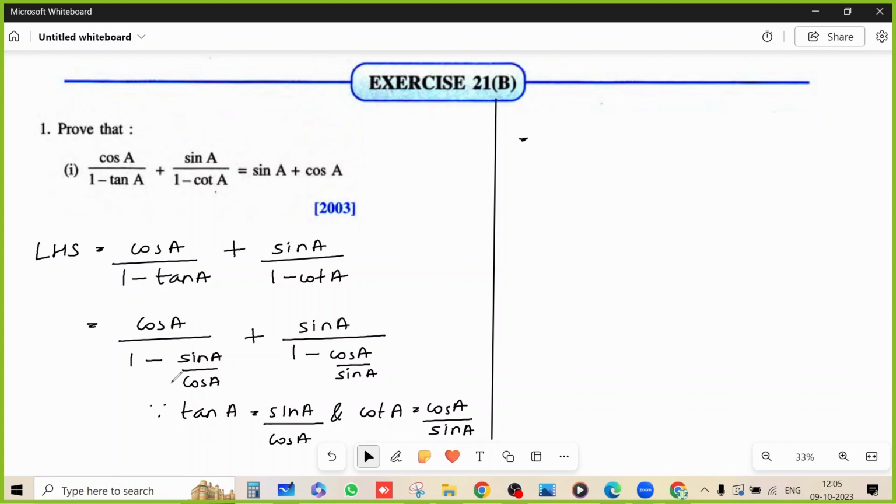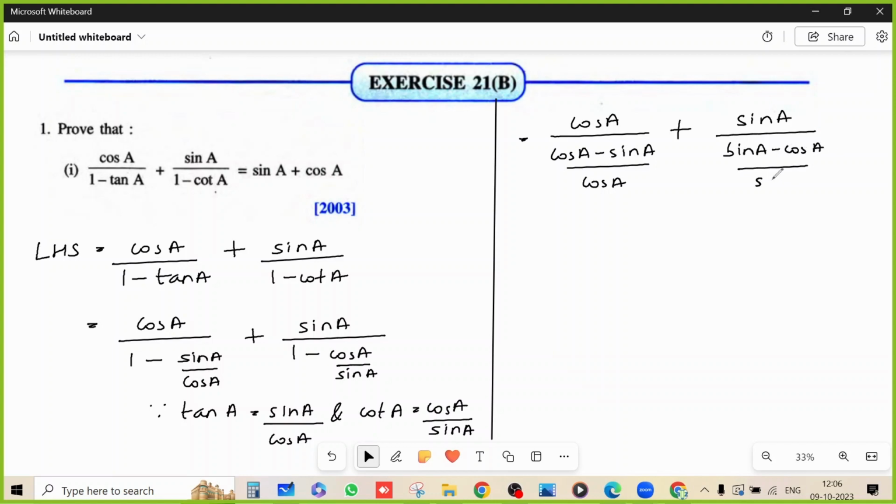Now we will take the LCM here. The LCM is cos A. Cos A will get multiplied with 1 over here. This will give us cos A minus sin A and the numerator will be cos A. Similarly, we will get sin A divided by sin A minus cos A divided by sin A. Now, this cos A will get shifted to the numerator and will get multiplied. So, this will form cos square A divided by cos A minus sin A plus this sin A will get shifted in the numerator again and this will get multiplied. So, this will give us sin square A divided by sin A minus cos A.